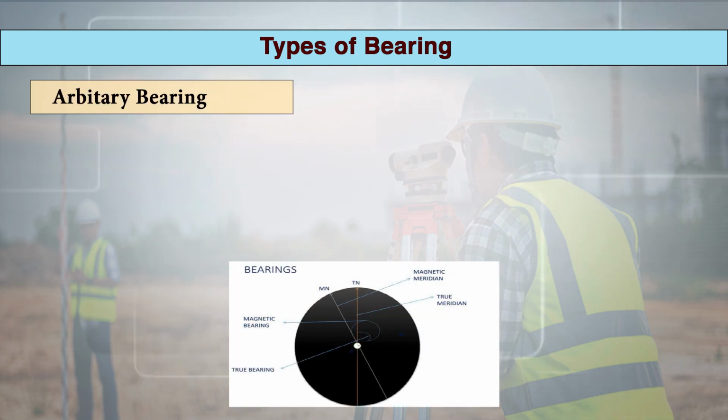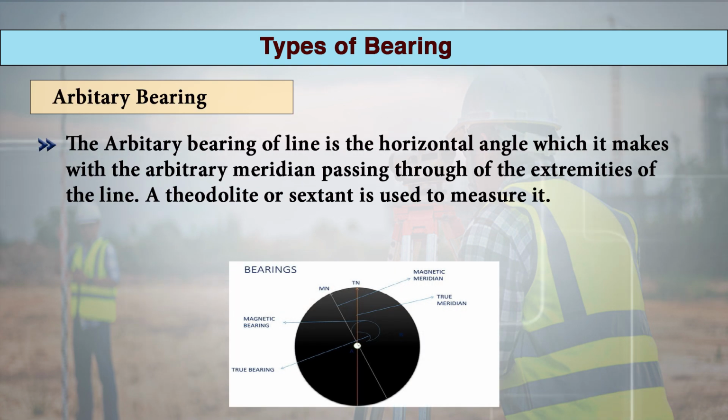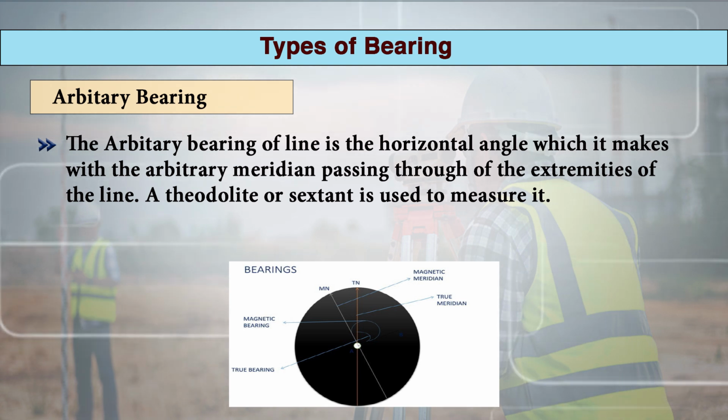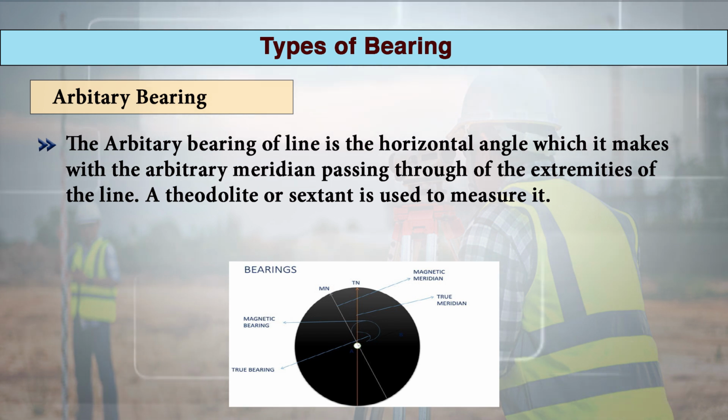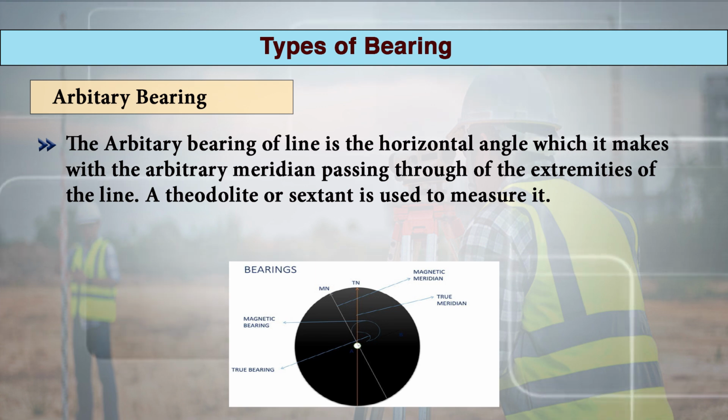And next is the arbitrary bearing. The arbitrary bearing of a line is the horizontal angle which it makes with the arbitrary meridian passing through one of the extremities of the line. A theodolite or sextant is used to measure it.